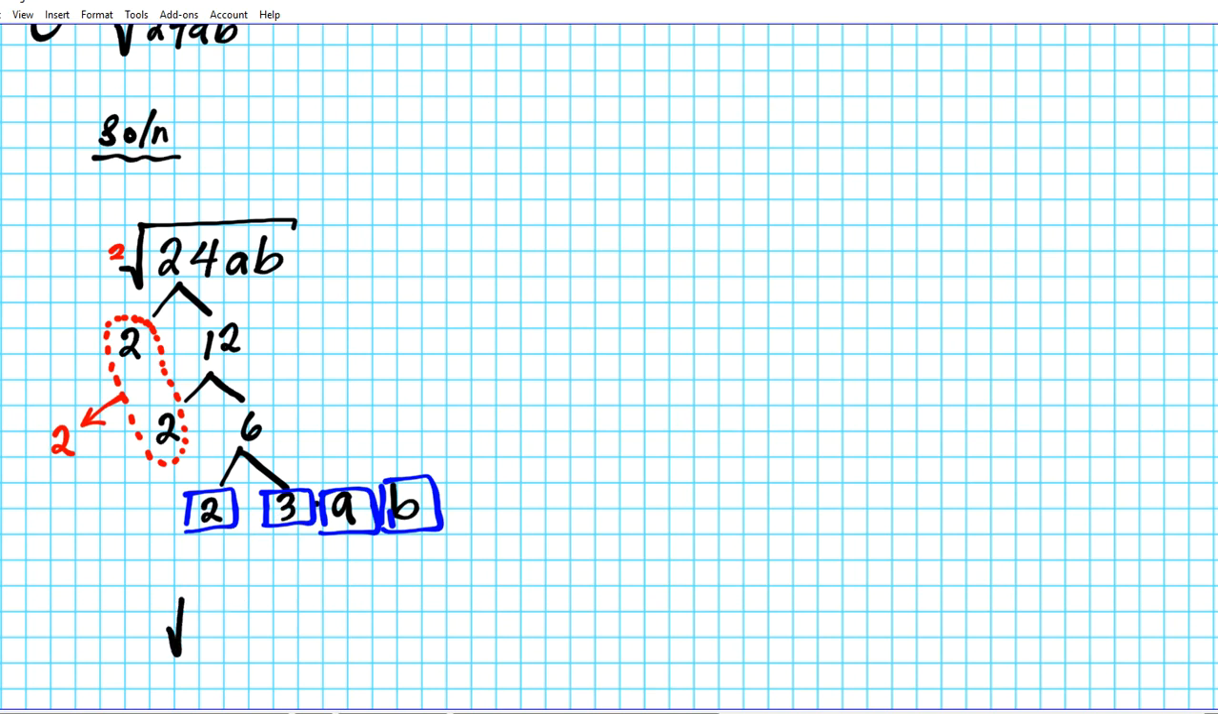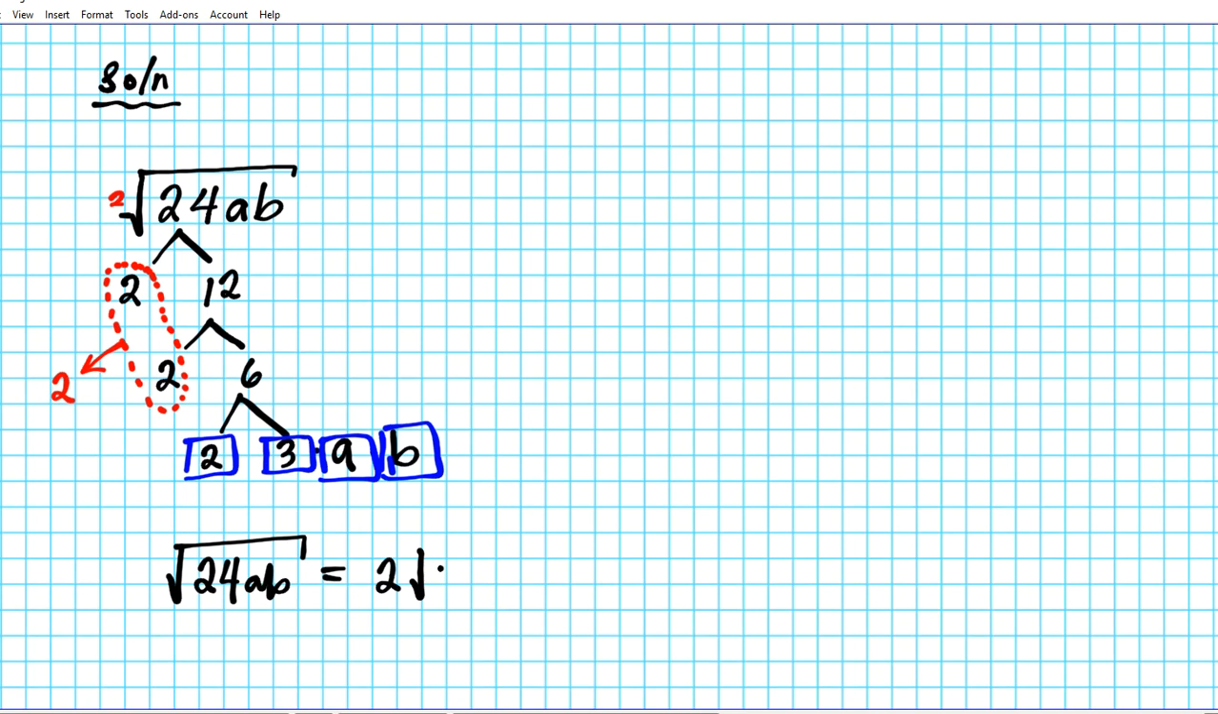So the square root of 24ab becomes the 2 that came out, times the square root of, now you just multiply everything you have left, 2 times 3 times A times B. So the final answer is going to be 2 times the square root of 6ab, and that is the simplified form of the original radical, root 24ab.